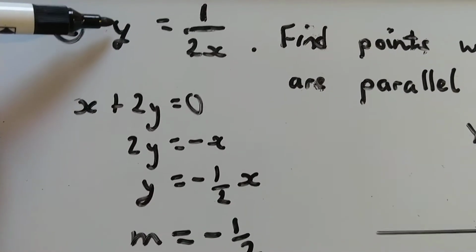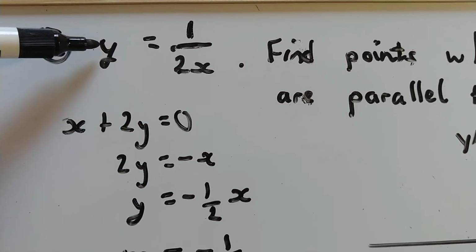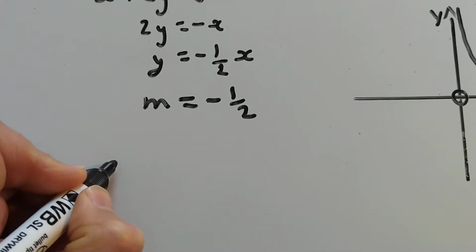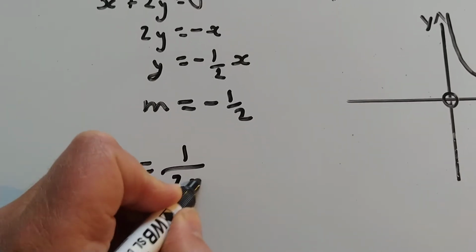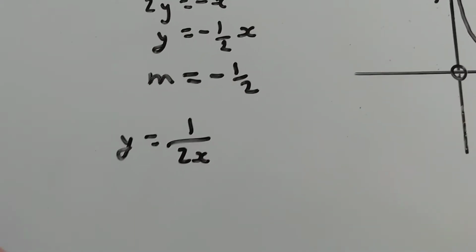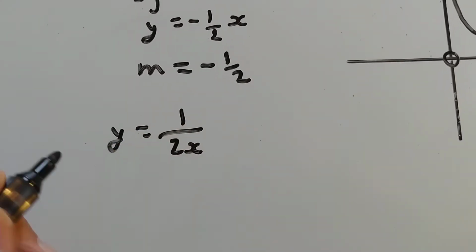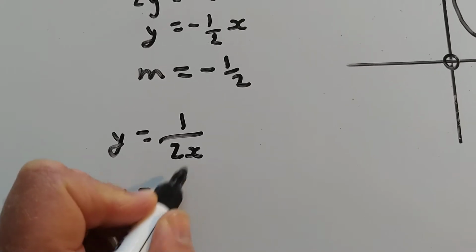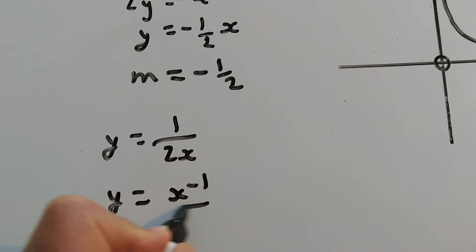So the gradient of my tangent, where do I get that from? Gradients of tangents of the curve come from the curve equation. So now let's give attention to this equation up here, y equals 1 over 2x. As that stands, I'm not allowed to differentiate it, so I'll bring the x to the top. y equals x to the minus 1 over 2.